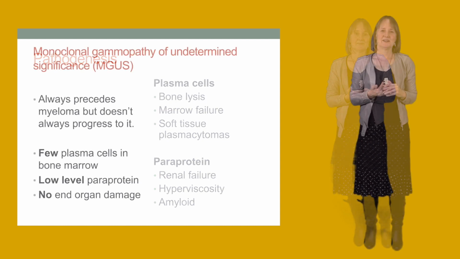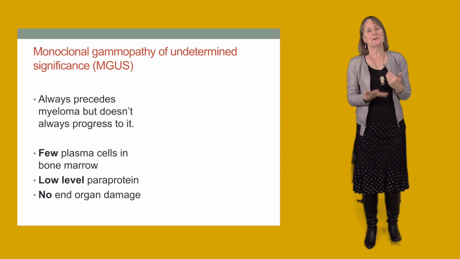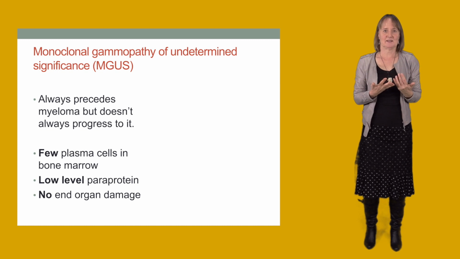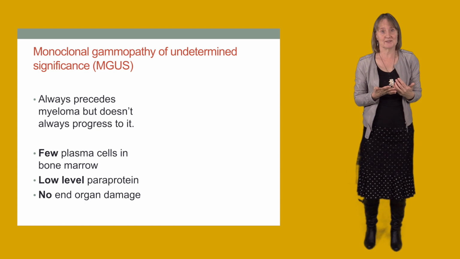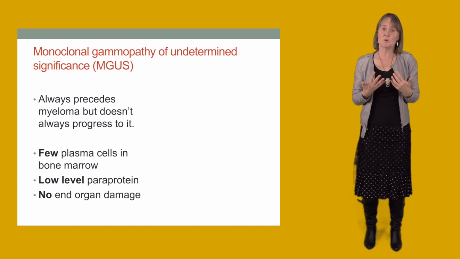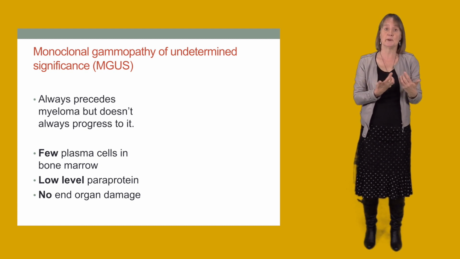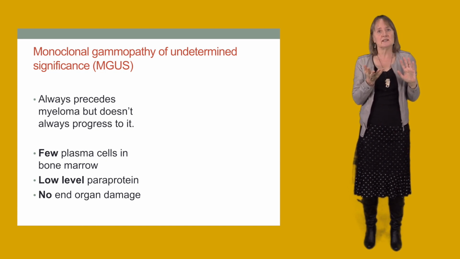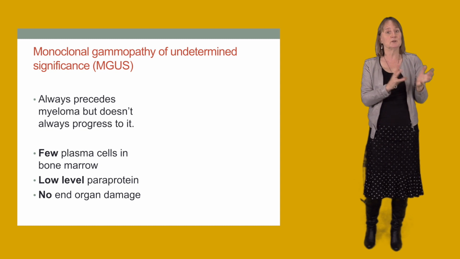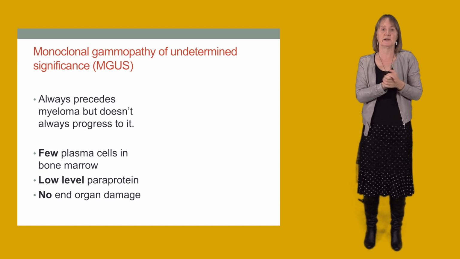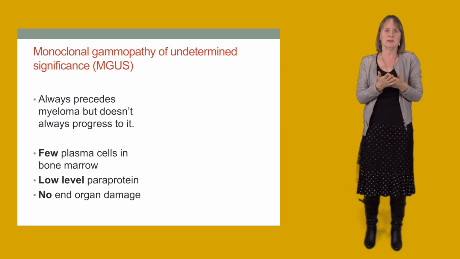So another concept I'd like to get across about the pathogenesis in myeloma is this condition called MGUS. So MGUS stands for monoclonal gammopathy of undetermined significance. And this is even more common than myeloma. And what we now know is that all cases of myeloma are preceded by MGUS. It doesn't follow that all MGUSs will transform into myeloma, but we do know that all myeloma has been preceded by an MGUS. So what is MGUS?